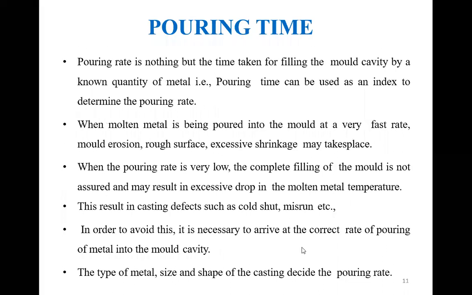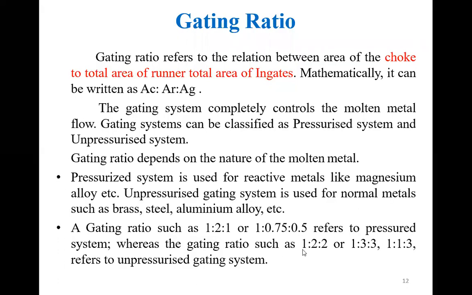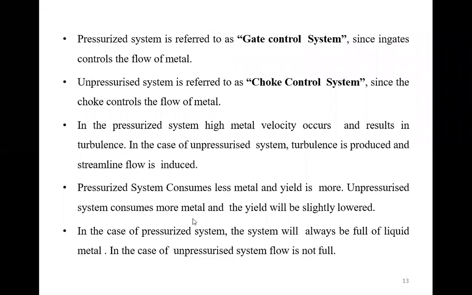1:2:2. In this the choke area is controlled, but after the choke area a large amount of metal is carried over to the runner, and the same large amount is carried over to the gates. So what happens here? There is a big difference in flow rate. So an unpressurized system consumes more metal. It is taking more metal and the yield will be slightly lower.